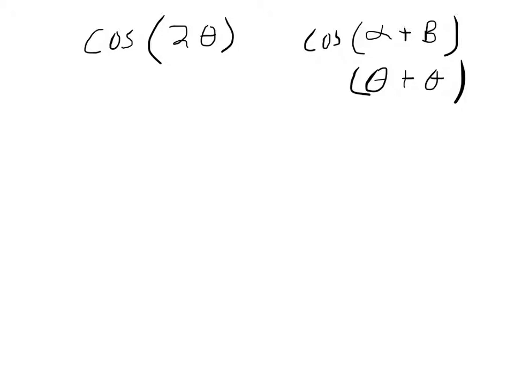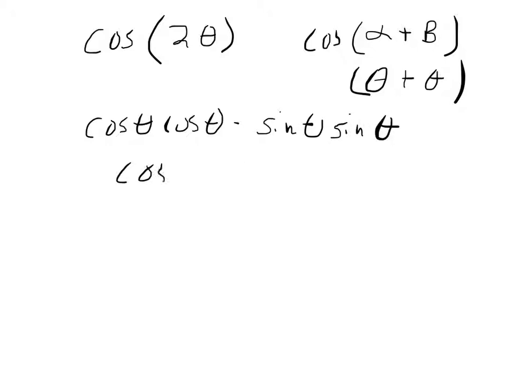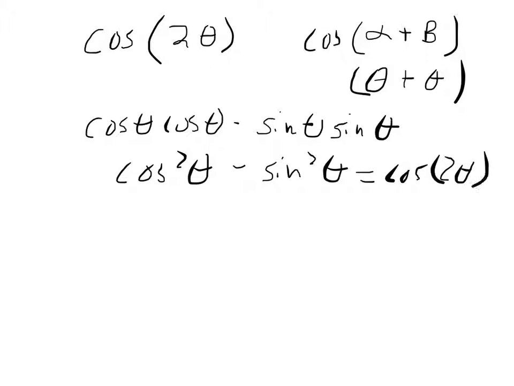We can do the same thing to find the cosine of 2 theta. Consider 2 theta. We know the formula for the cosine of alpha plus beta. Split it up into theta plus theta and use the cosine of alpha plus beta formula. That would be cosine theta cosine theta minus sine theta sine theta. Simplifying that, I get cosine squared theta minus sine squared theta. That's the cosine of 2 theta.